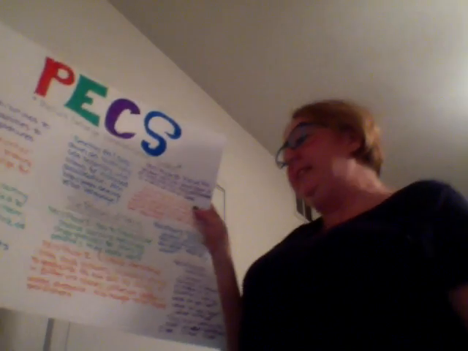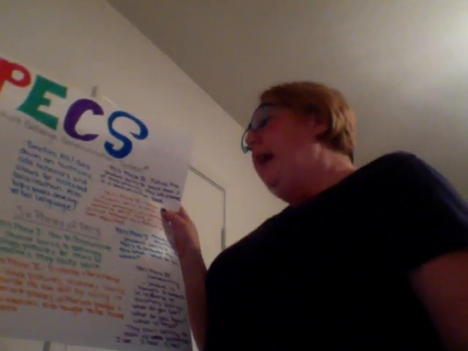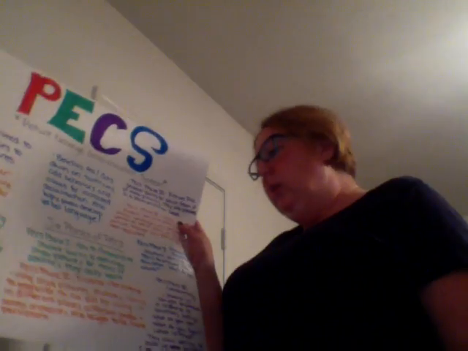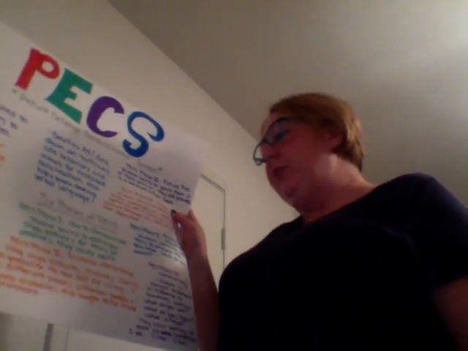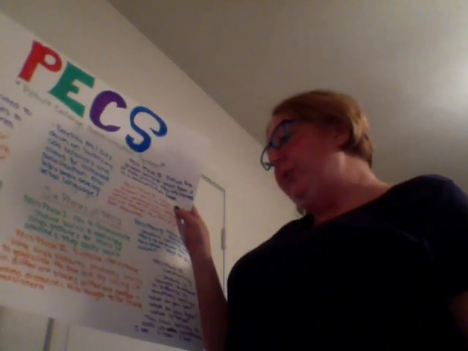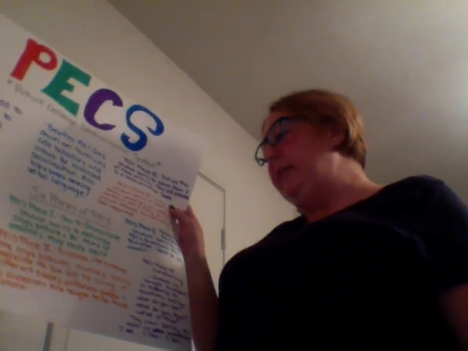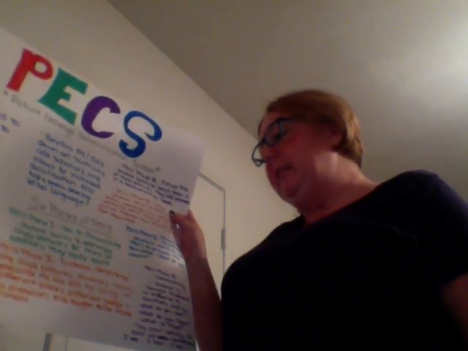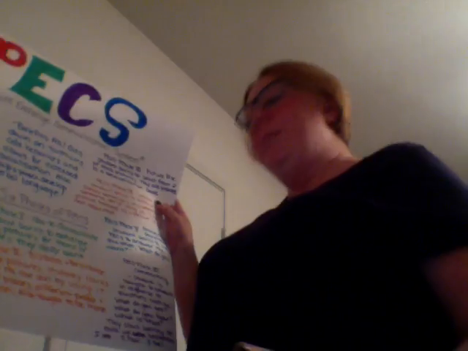PECS phase 2 is distance and persistence. Using single pictures still, students learn to generalize the new skill by using it in different places with different people and across distances, and it's also taught to be more persistent.